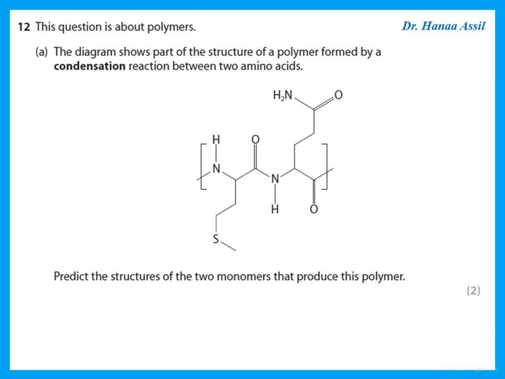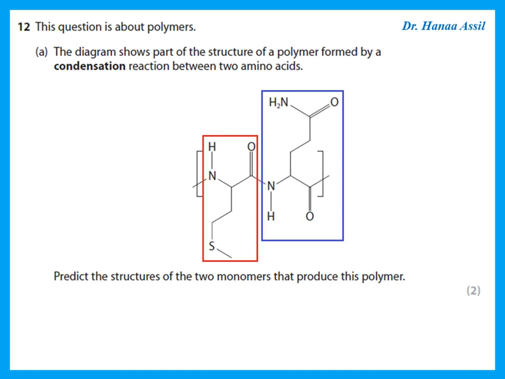This question is about polymers. The diagram shows part of the structure of a polymer formed by condensation reaction between two amino acids. So the units here were amino acids. Predict the structures of the two monomers. Of course, when we're looking for the structure of the monomers, we look where is the linkage.